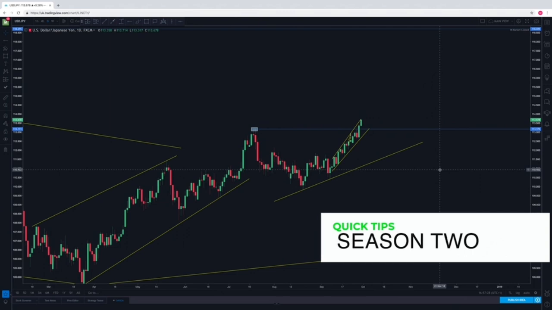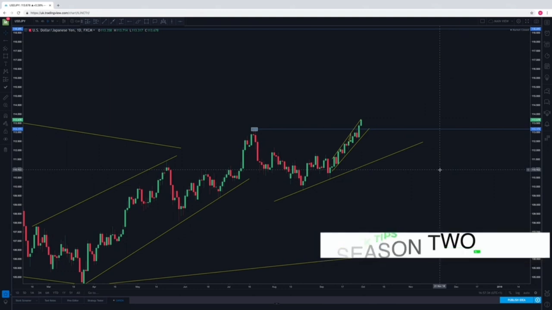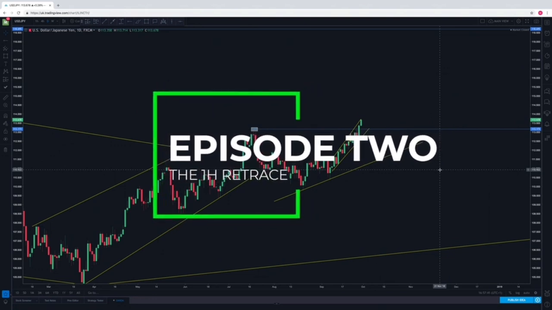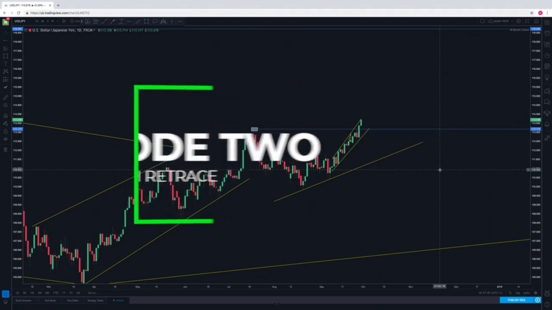Really excited to get into this one, which is the 1 hour retrace. Again, this is a question I get a lot, and I think this is an area where people overthink it. So I want to show you a few examples in which it's good for both management and for entry. And I want to show the difference between when it's not that great to use it and when it is really good to use it.